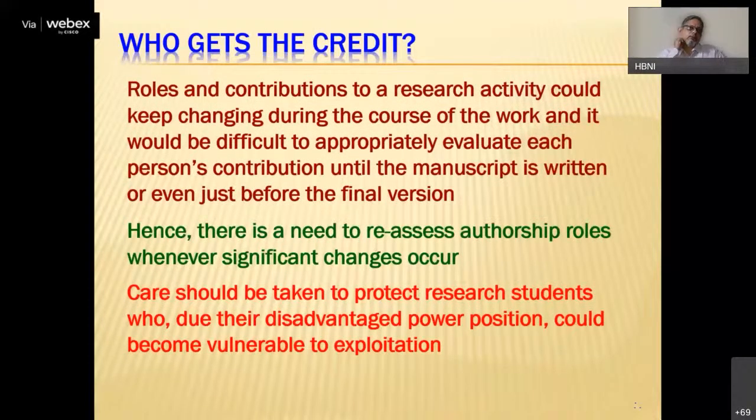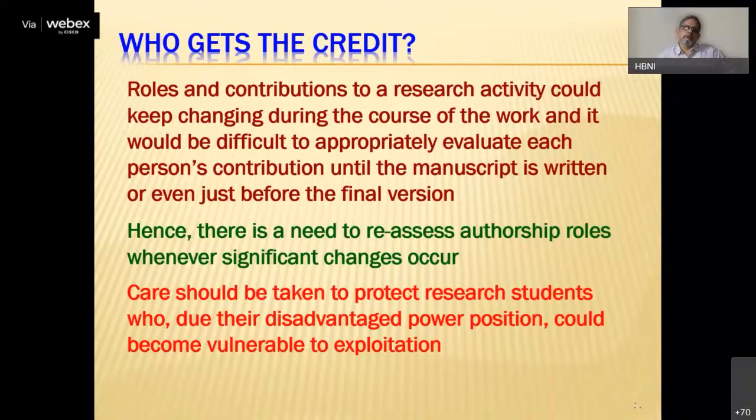So the roles and contributions in a research activity can keep changing during the course of the work. And so it will be difficult to appropriately evaluate each person's contribution until the manuscript is completely written, and sometimes maybe just before the final version. So there is a continuous need to reassess authorship roles whenever any significant changes occur in the course of the research activity.